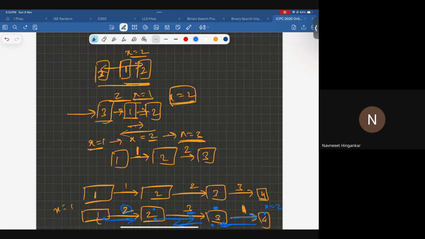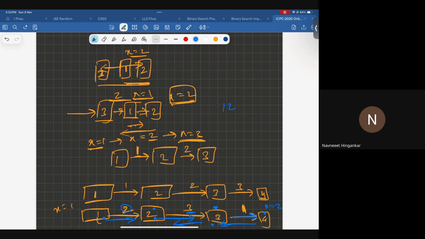Wait, wait. How is this working? This should not work, because my initial assumption was when you are putting 1 2 3 1 2, it should be, but how 1 2 wala portion? Let's say I put 2 left to it, 3. Then this is just k minus 1 factorial. This was my initial mistake when I derived the equation.